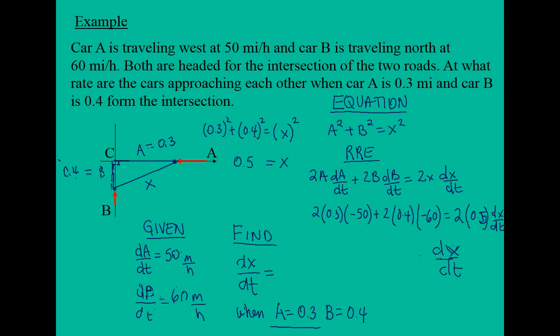So for dx/dt, we would just need to divide both sides of the equation by 2 times 0.5. So if we did that calculation, I think that came out to be negative 78 miles per hour. Because that distance is decreasing, we get a negative value.